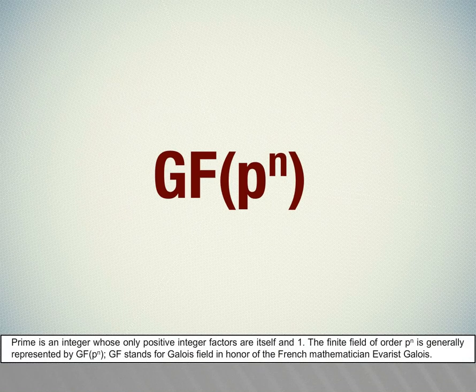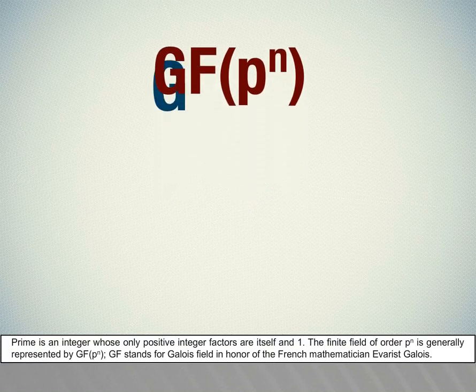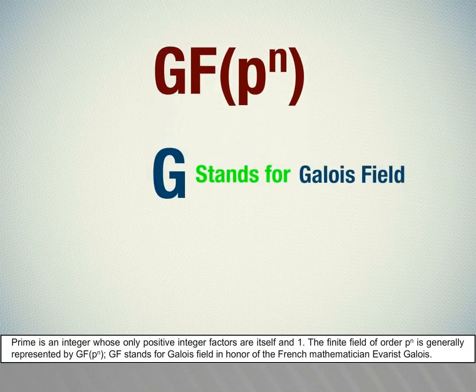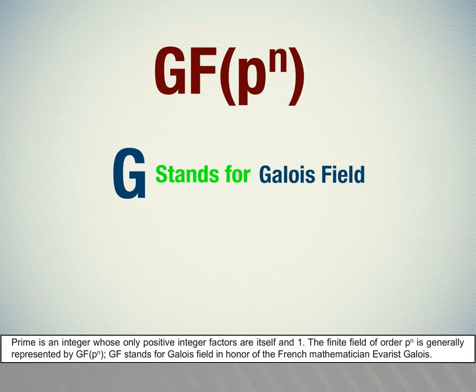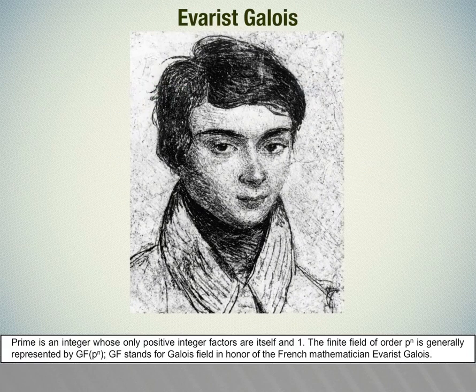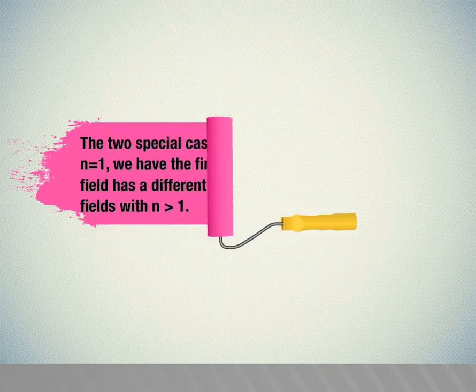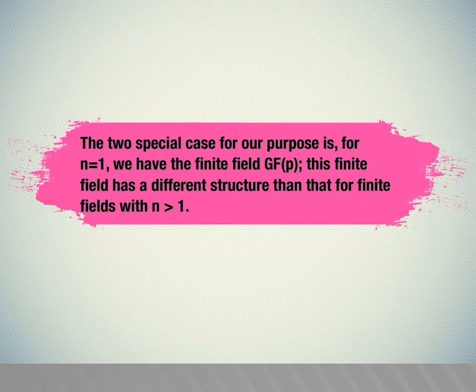A prime is an integer whose only positive integer factors are itself and 1. The finite field of order p^n is generally represented by GF(p^n). GF stands for Galois field, in honor of the French mathematician Évariste Galois. There are two special cases for our purposes: for n equal to 1, we have the finite field GF(p). This finite field has a different structure than that for finite fields with n greater than 1.